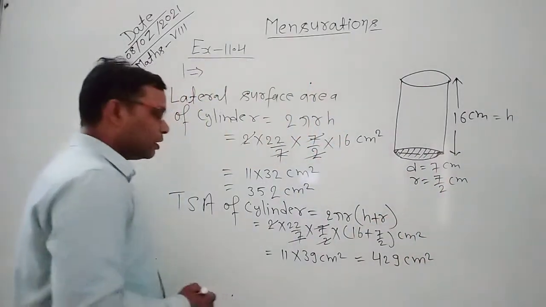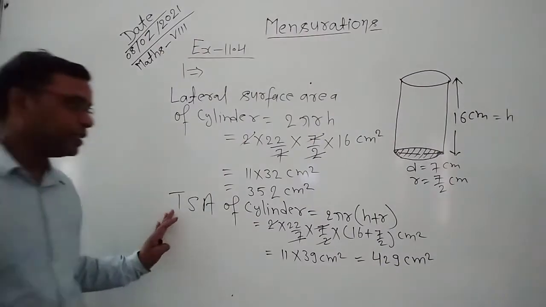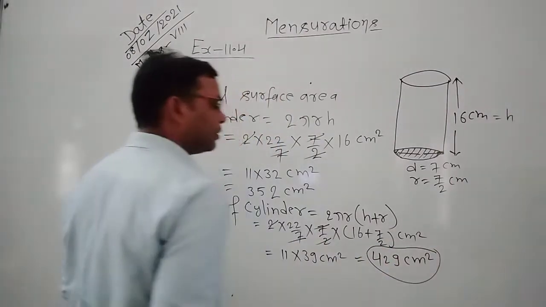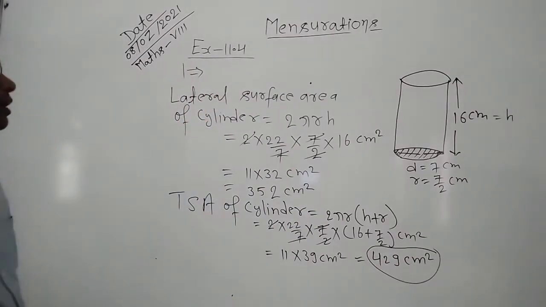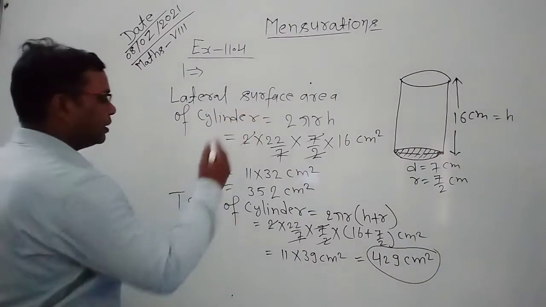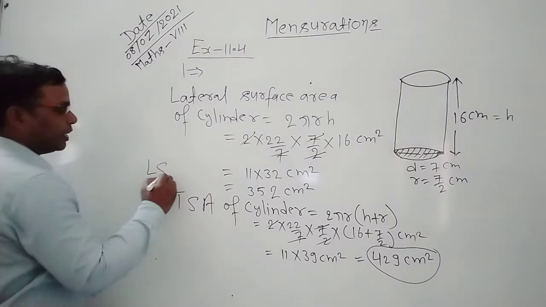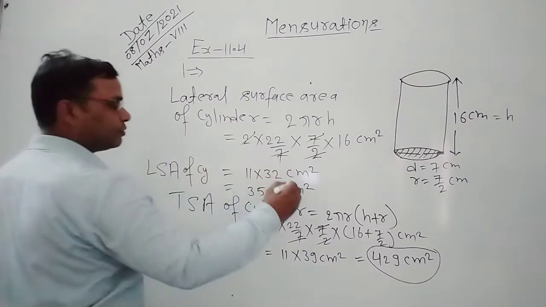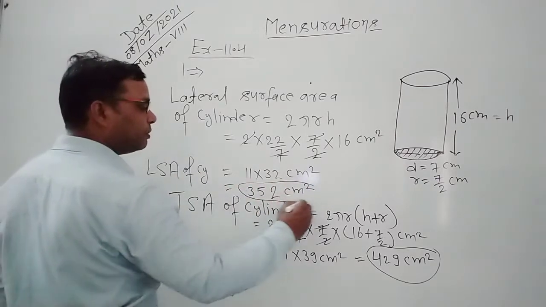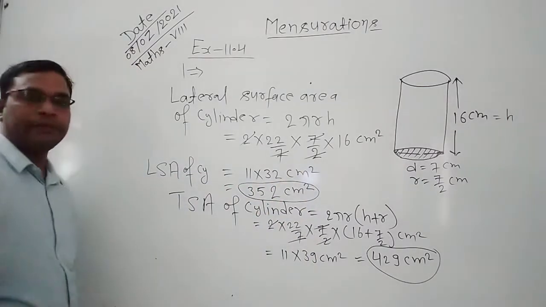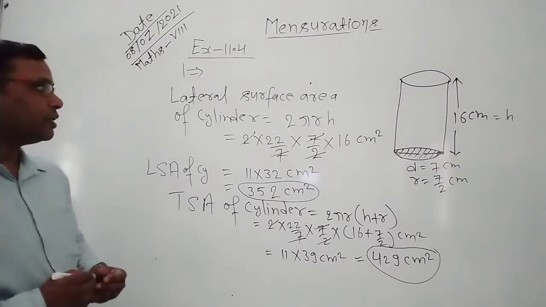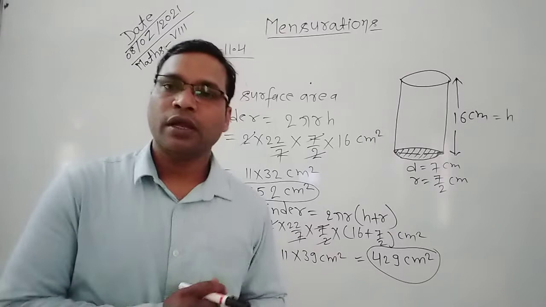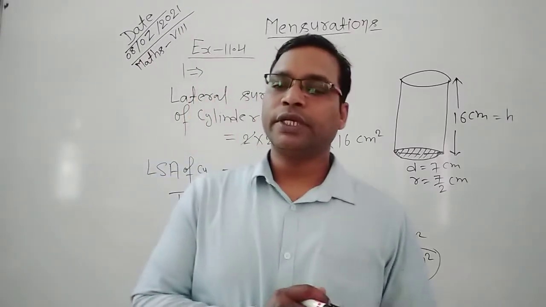So the total surface area of the cylinder is 429 centimeter square, and the lateral surface area of the cylinder, or you can say LSA of the cylinder, is equal to 352 centimeter square. So students, I hope all of you understood these questions. Now we are going to discuss the next question.